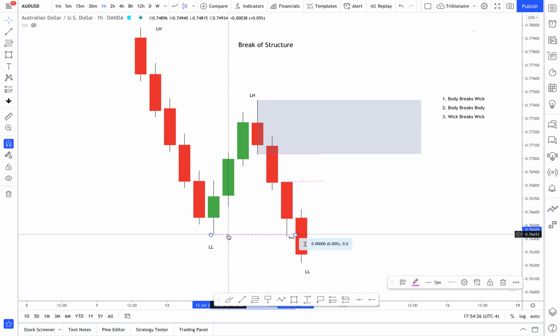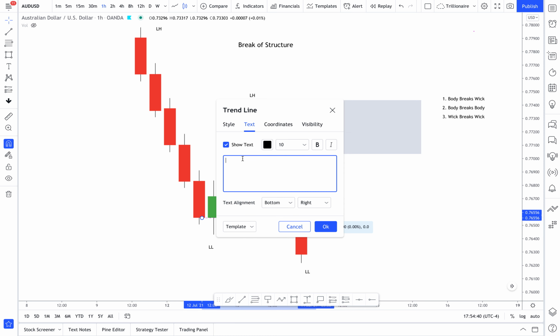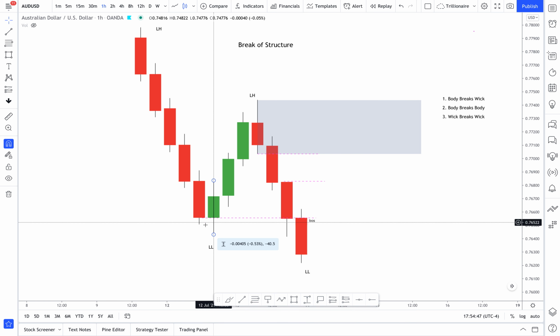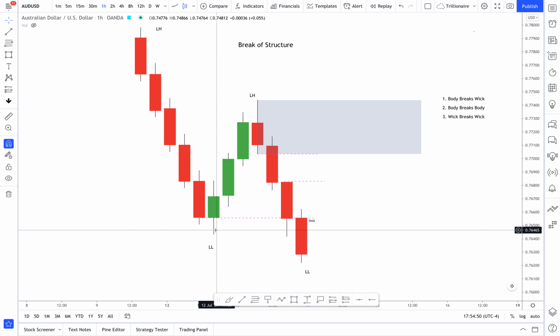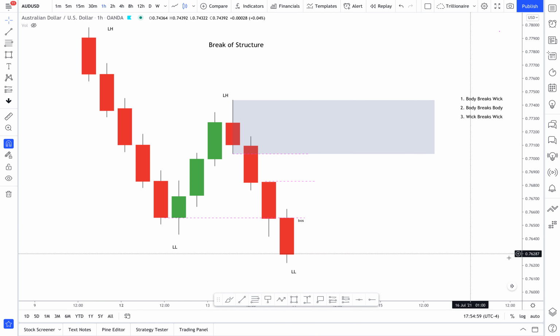Our second is going to be a body breaks a body. You can use this way if you would like to. I find it not to be as accurate as a body breaks a wick, but you can still use this. Right here we see that this is our lower low. We're not going to count the wicks; we're just going to pay attention to the bodies of the candles. We see that price rallies away and then pushes to the downside, and this candle right here closes a little bit beneath.